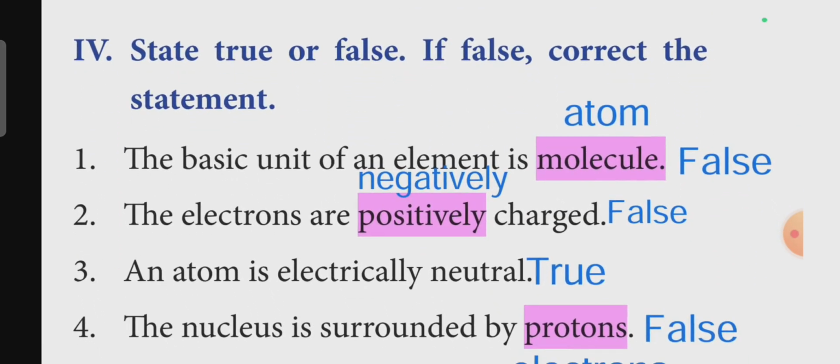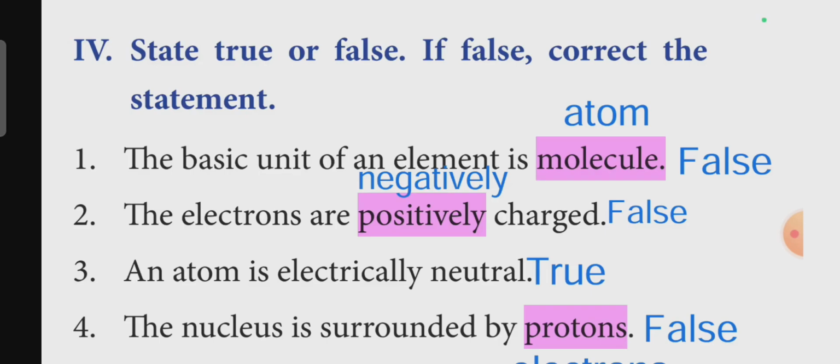State true or false. If false, correct the statement. First one, the basic unit of an element is molecule. False. Correct statement, the basic unit of an element is atom. The electrons are positively charged. False. Correct statement, the electrons are negatively charged.